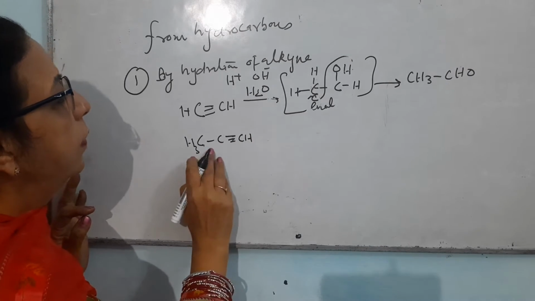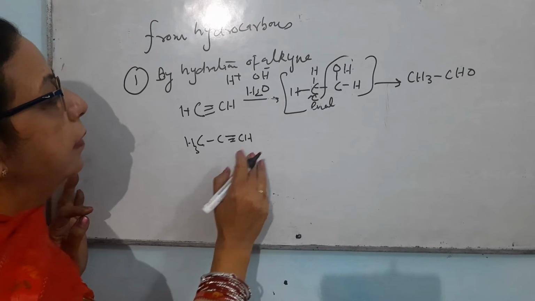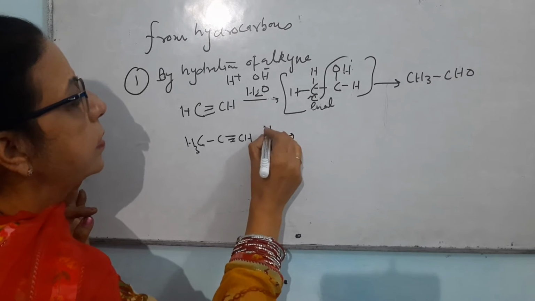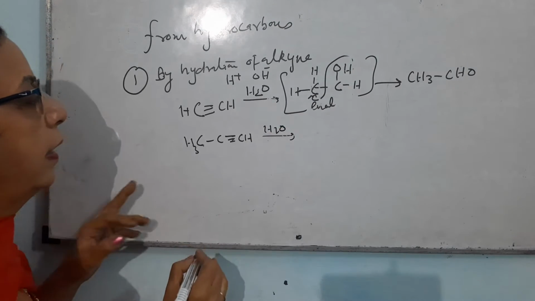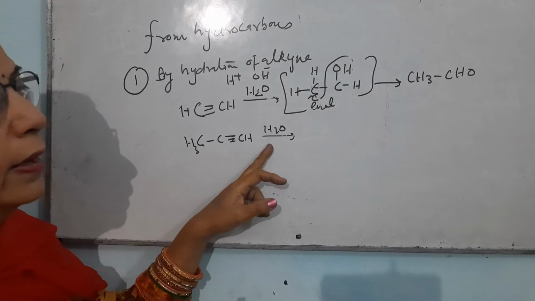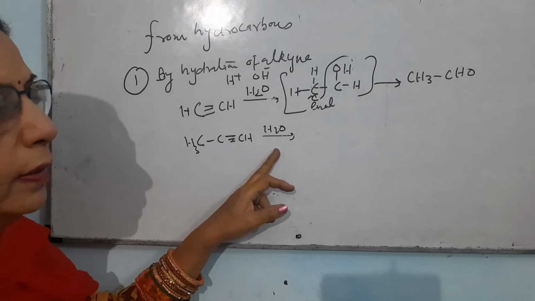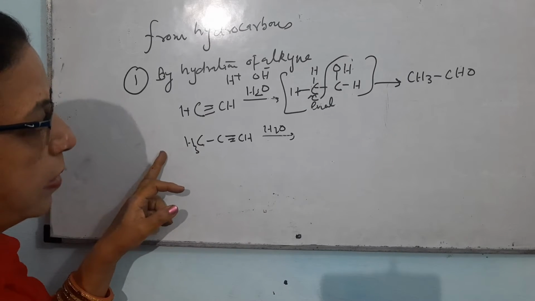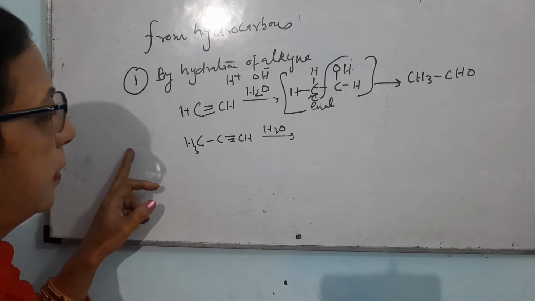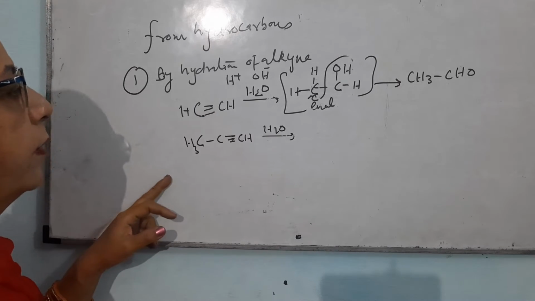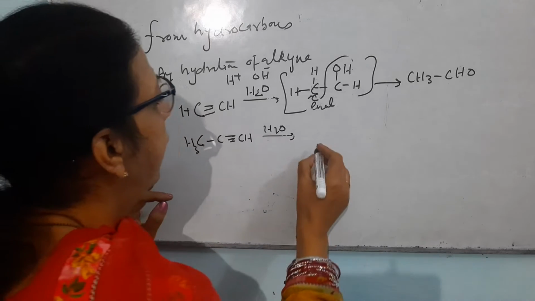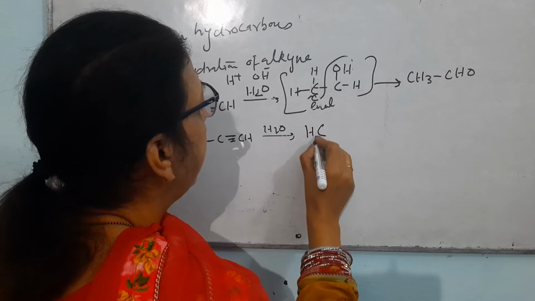Instead of ethyne there is a propyne, and the same hydration reaction is taking place. In that case, again the reaction will be taking place with water, and there will be formation of an unstable intermediate, which will be converted into a ketone. The reaction will be taking place like this.